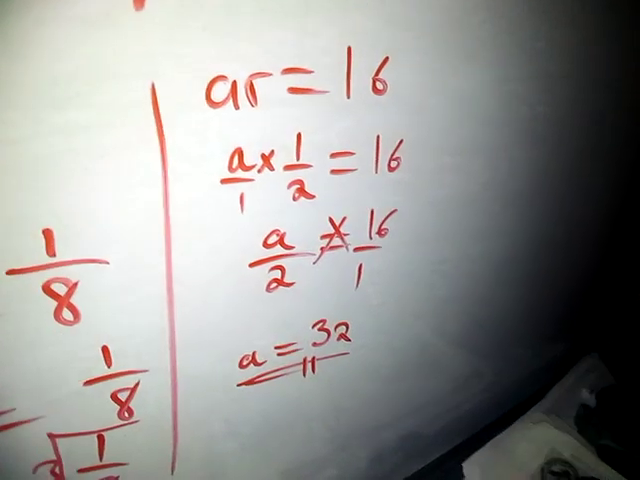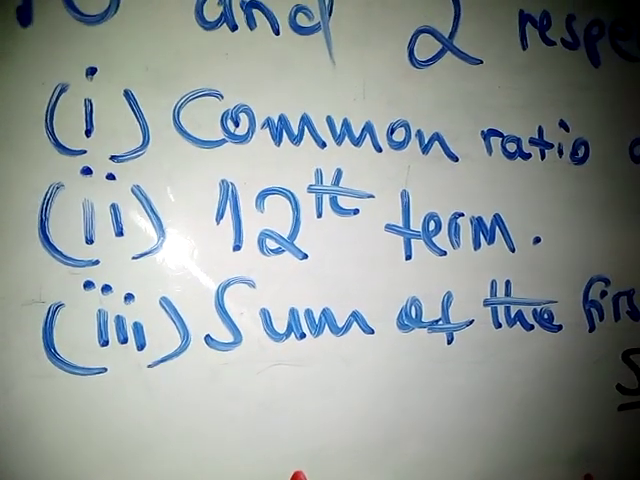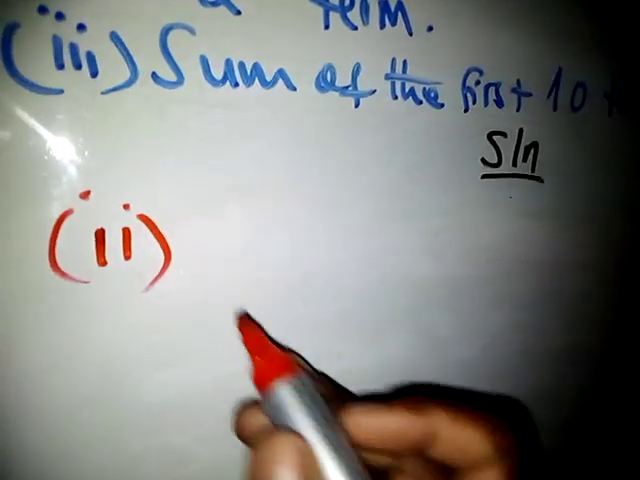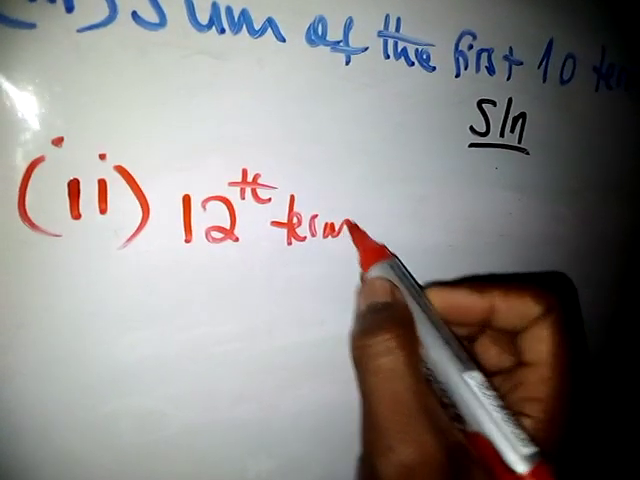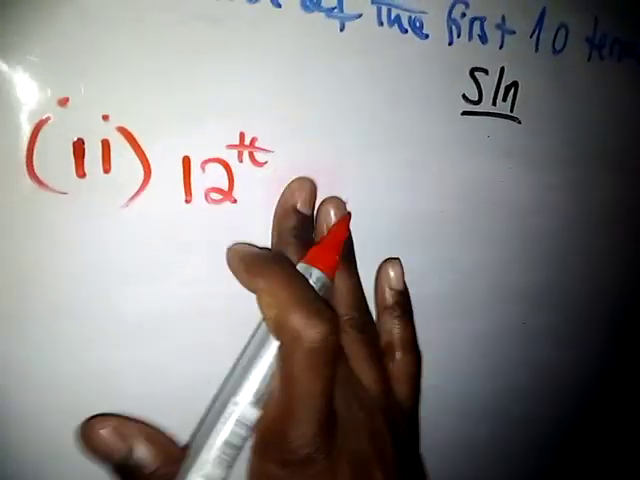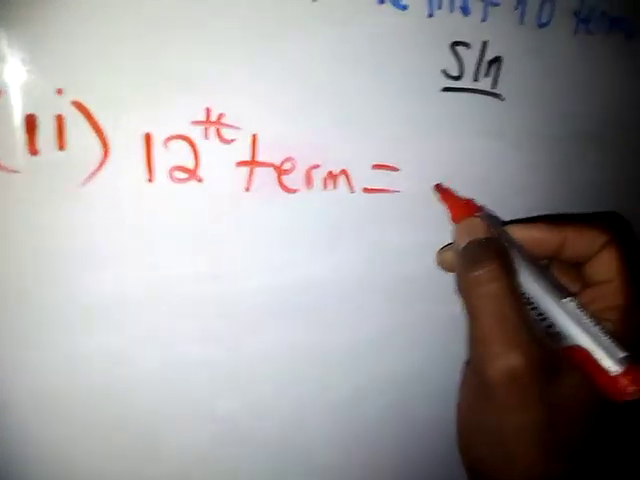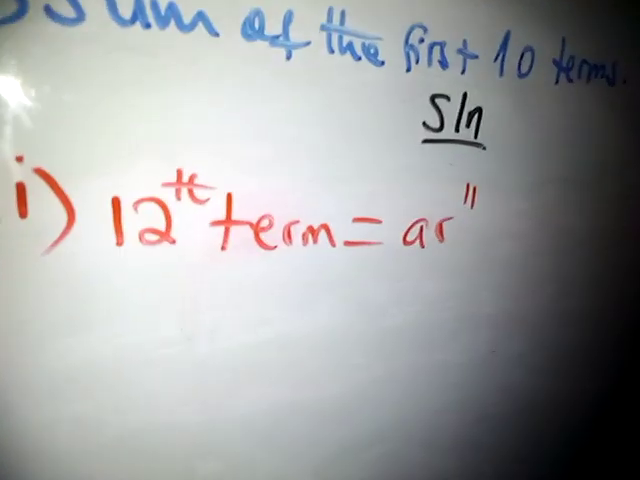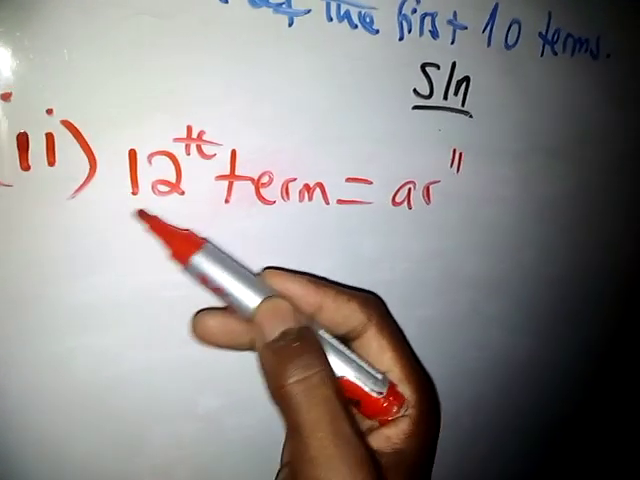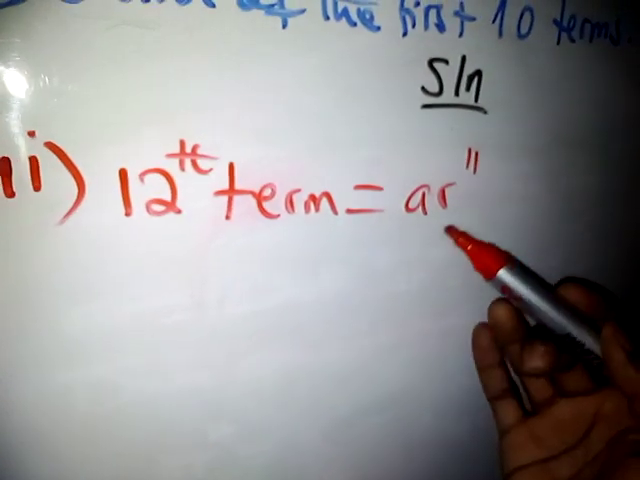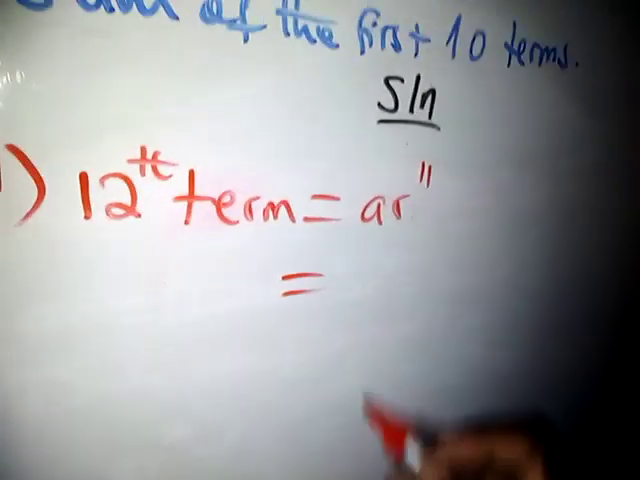Let's move on to the second question, which requires us to find the 12th term. The 12th term can be written as AR to the 11th power. Remember, the position of the term minus 1 will actually be the power of R. And so we're going to have AR to the 11th power.